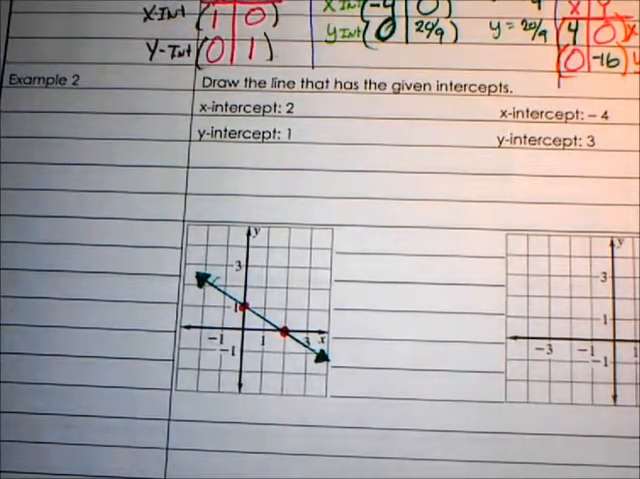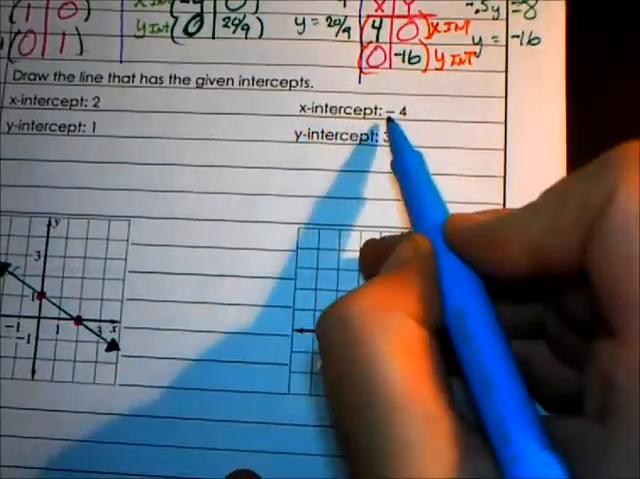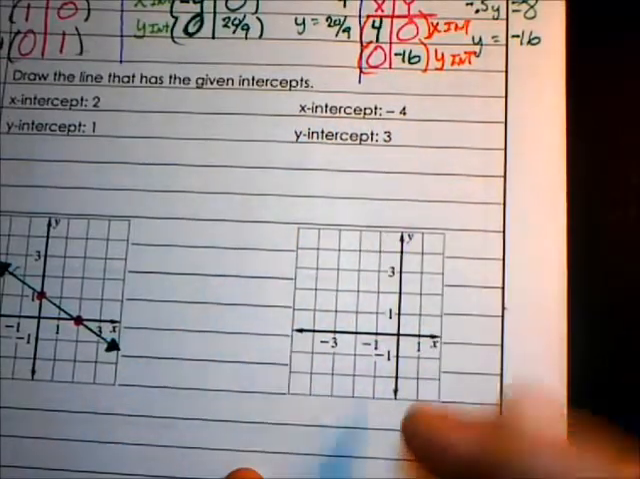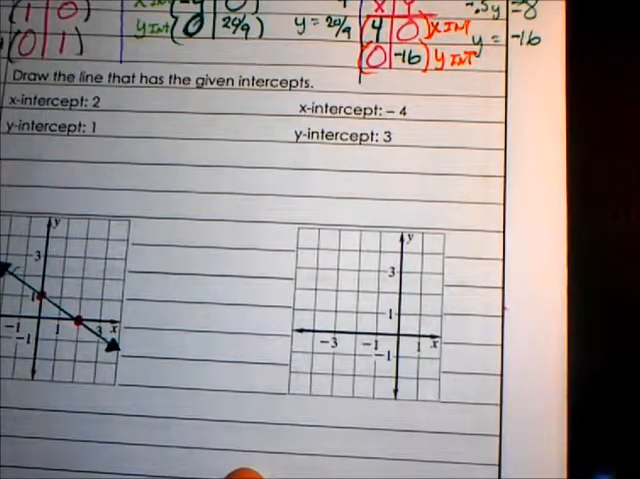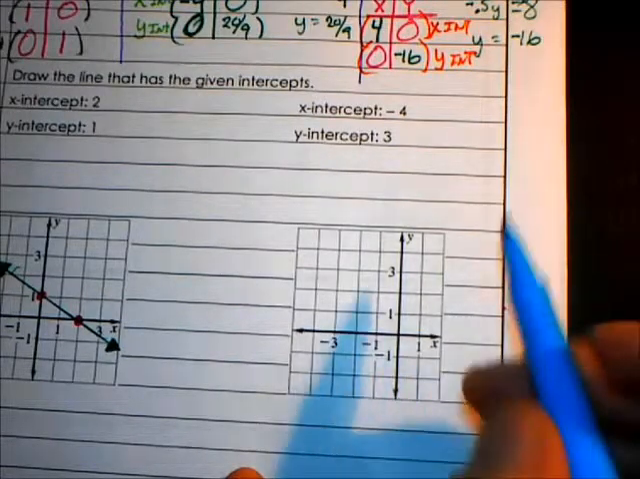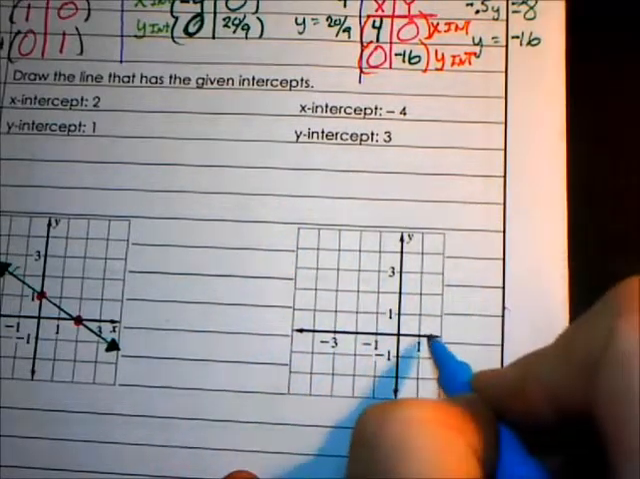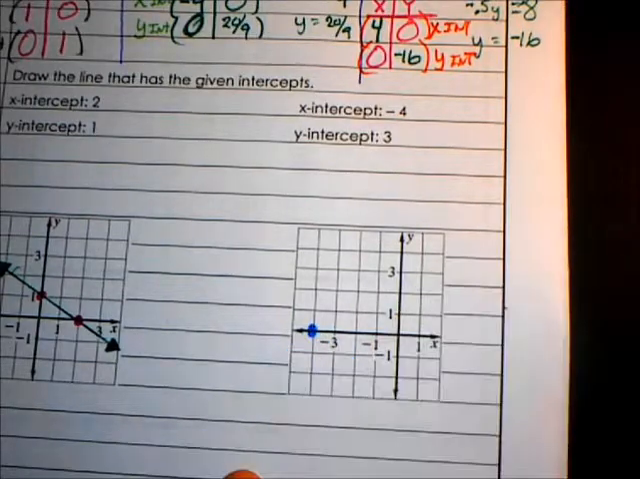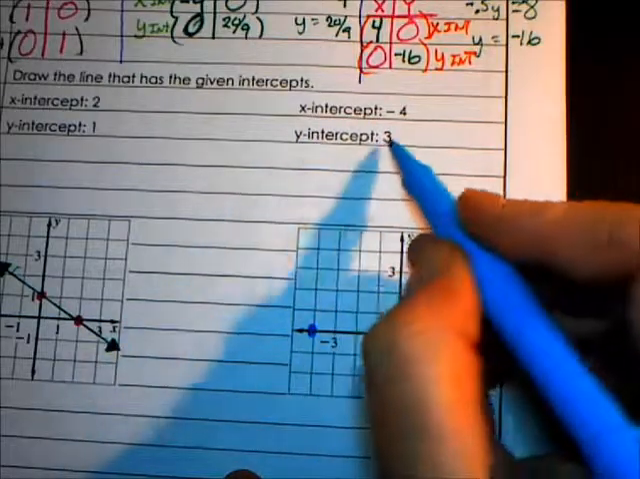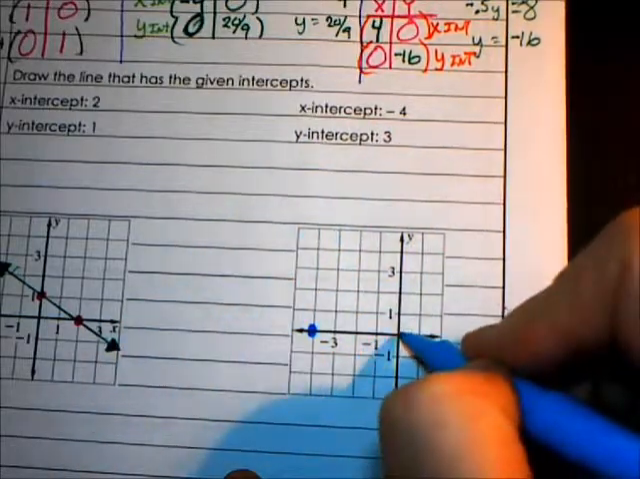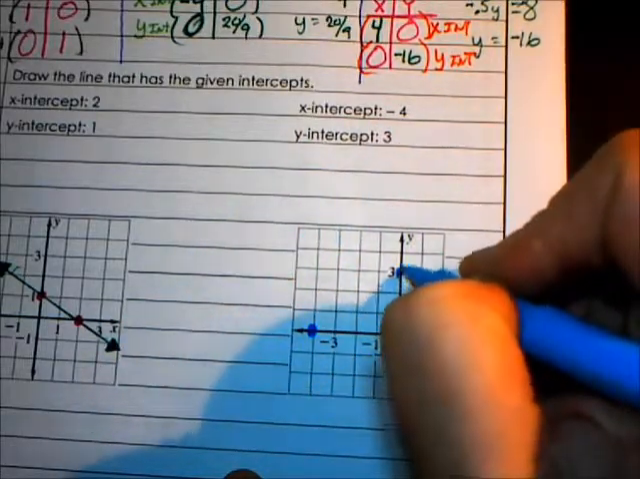And that's it. You're done. If I look at the second one, it has an x-intercept of -4, so where do I go on my graph first? Okay, x-axis, -4 is 1, 2, 3, 4, right there. And then the y-intercept is a 3, so from the origin I'm going to go up 3.